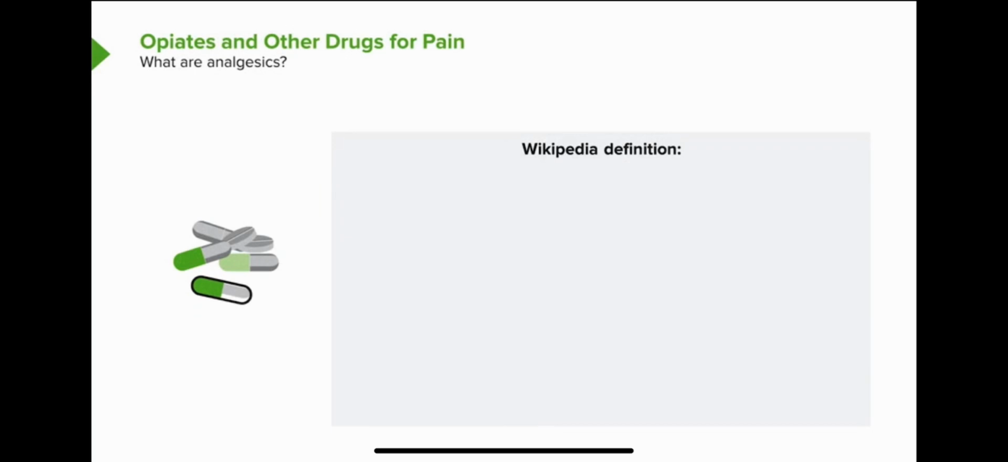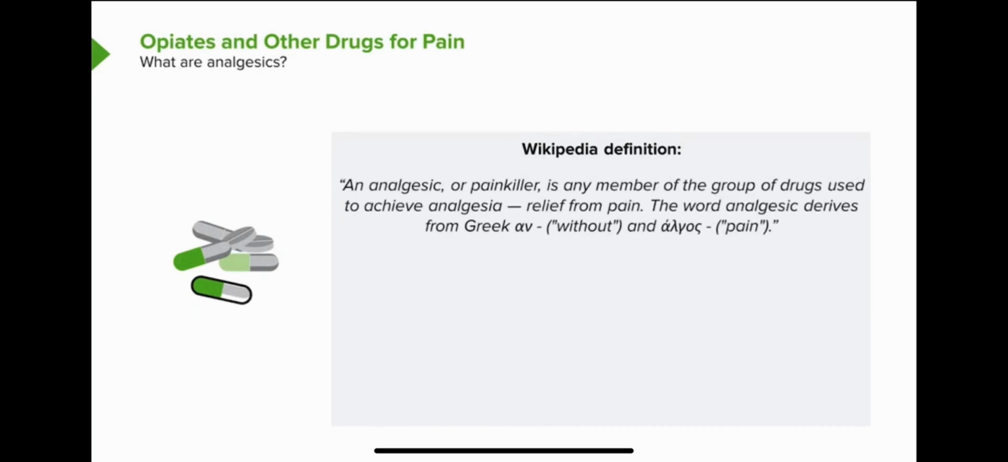So what are analgesics? In Wikipedia, analgesic is defined as a painkiller and any number of these groups of drugs used to achieve analgesia, relief from pain. It derives from Greek, and the analgesia was without pain. So an analgesic is something that prevents pain, obviously.